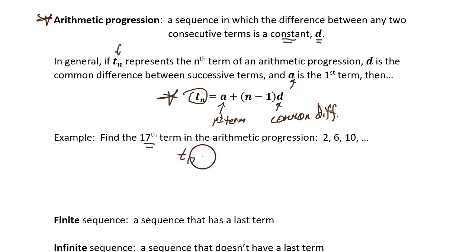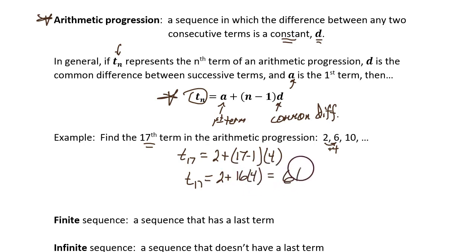The formula to get the 17th term is t sub 17, that symbol means 17th term, equals a, the first term, which is 2, plus, in parentheses, n minus 1. If we're doing the 17th term, then n is 17, times d. d is the common difference, the difference between terms. From 2 to 6, that difference is 4 units. If we work out this math formula, that will find us the value of the 17th term. So it's 2 plus 16 times 4.